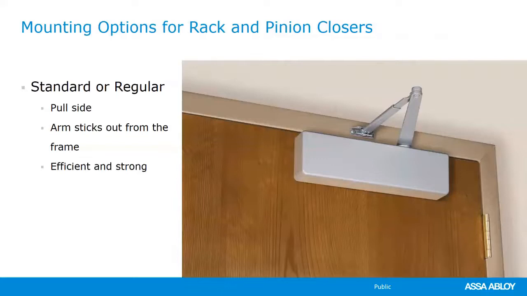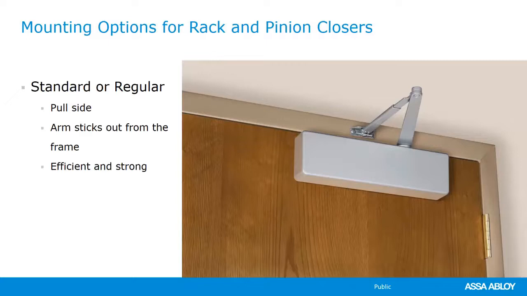There are many different ways that we can mount a door closer onto a door. And because of that, there are also many different arms available depending on the configurations. This mounting here, where we're on the pull side, the door closer is mounted to the door, the arm is mounted to the frame, the arm sticks off of the frame 90 degrees.